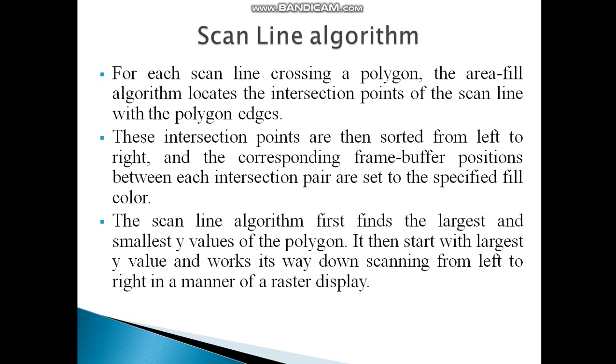In the scanline algorithm, we start with the first scanline and proceed line by line towards the last scanline, and check whether every pixel on that scanline satisfies our inside point test or not. That is, it checks which points on that scanline are inside the polygon. So for each scanline crossing a polygon, the area fill algorithm locates the intersection points of the scanline with the polygon edges.